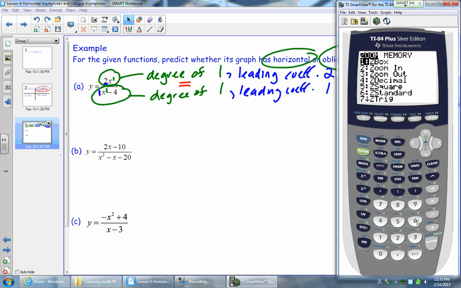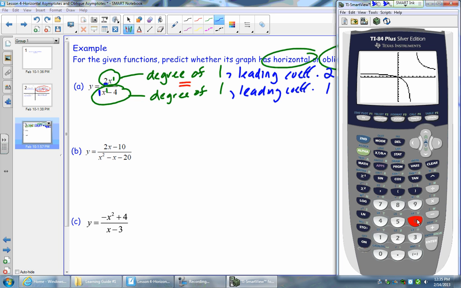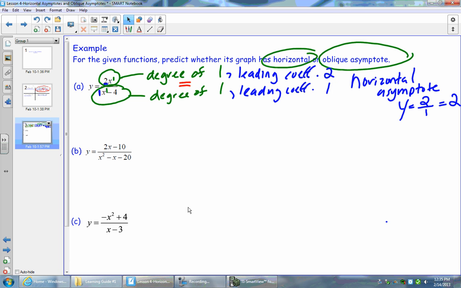We're going to use a Zoom 6 standard here. And there you go. We have a rational function graph. Notice what happens at y is equal to 2. One, two, right there. We have a horizontal asymptote. That is a horizontal line that the graph approaches, but it's not going to reach it. So that's part A for you.